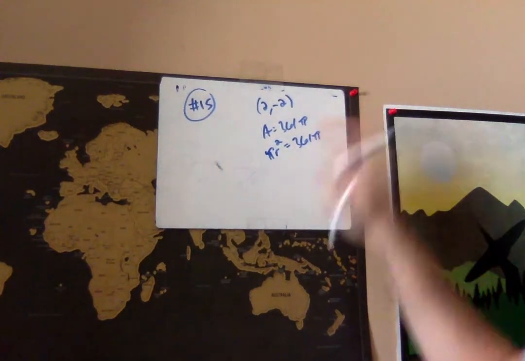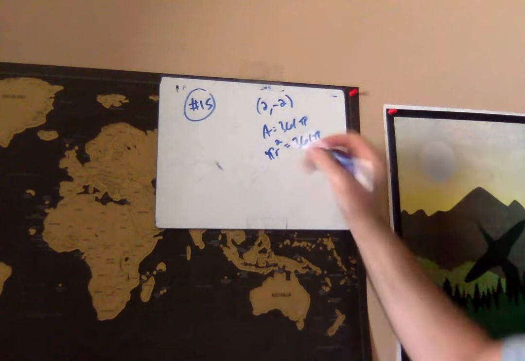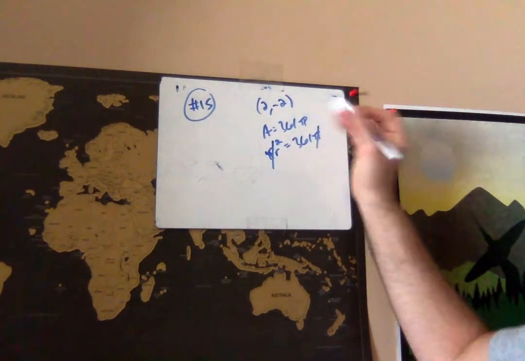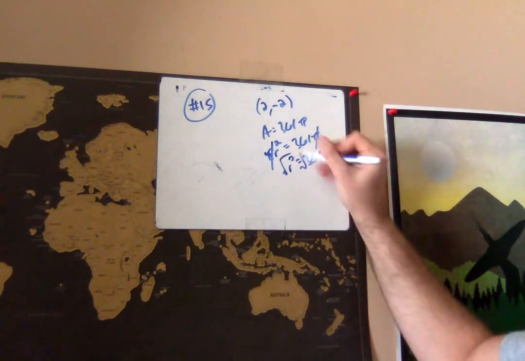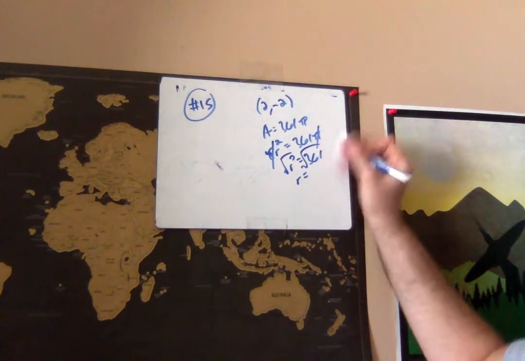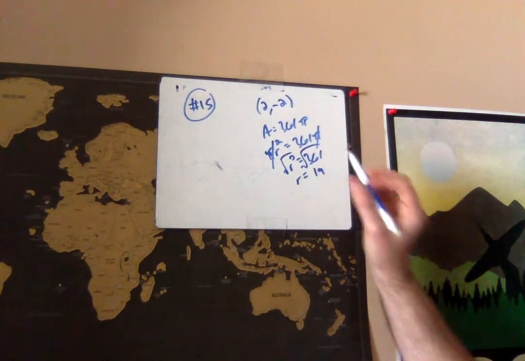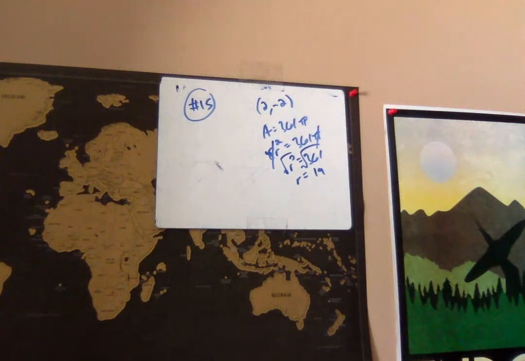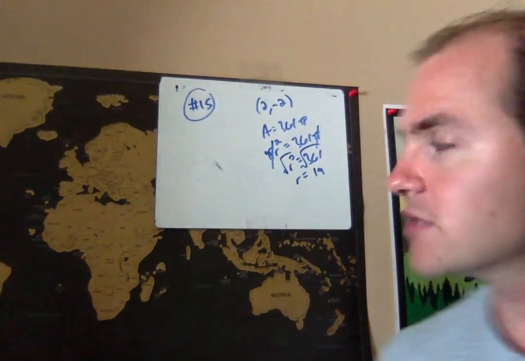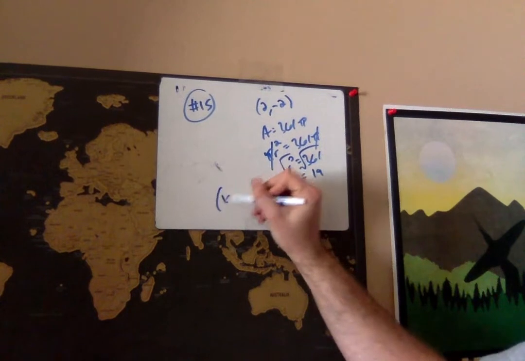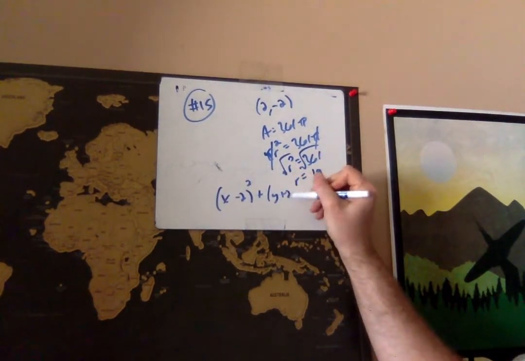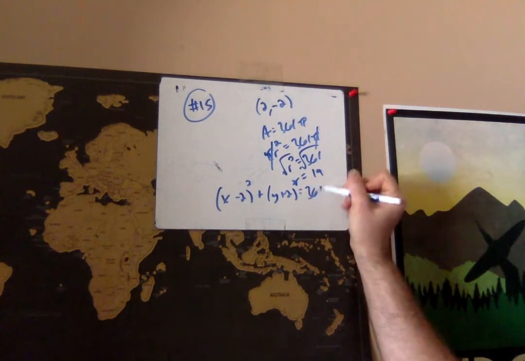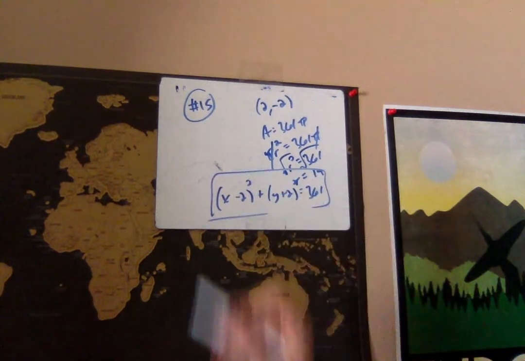So if you write an equation, set pi r squared equal to 361 pi, divide both sides through by pi, I get r squared equals 361, and for some of you guys, you may actually know that the square root of 361 is pure and simple 19, right? So in this case, my equation for the circle would just be (x - 2)^2 + (y + 2)^2 = 361. Bam! Done.